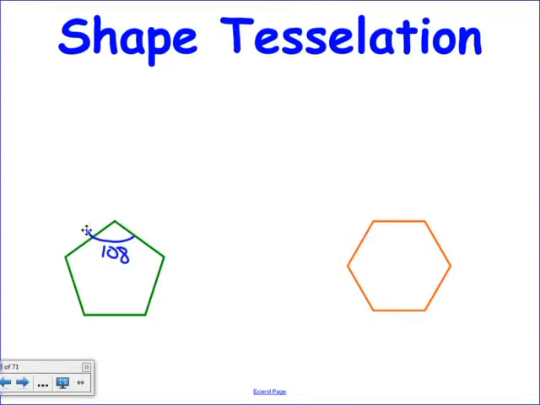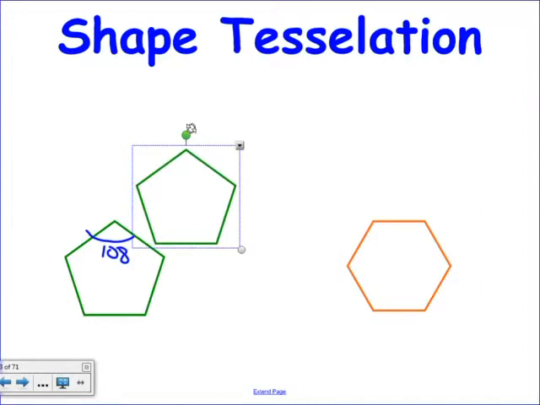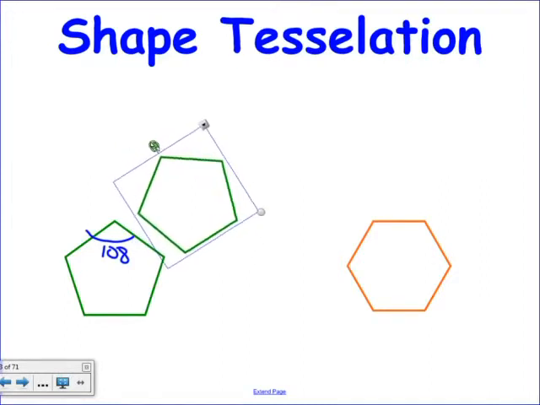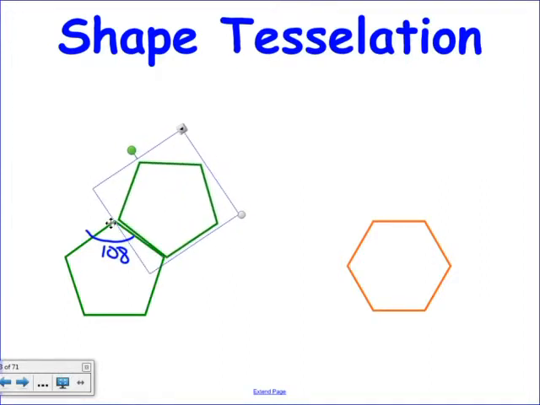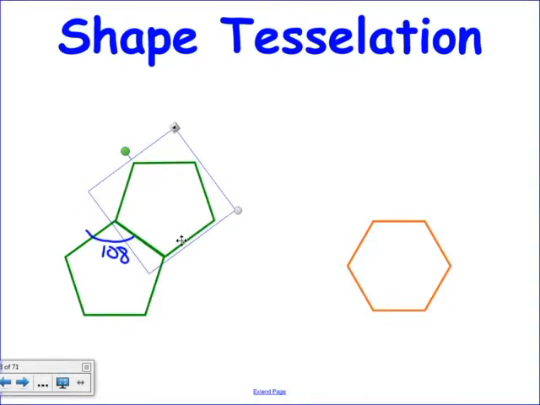So if I had another pentagon, really quickly, rotate it. What are the two angles that meet add up to now? 216. And if I had another pentagon, what are they going to add up to?